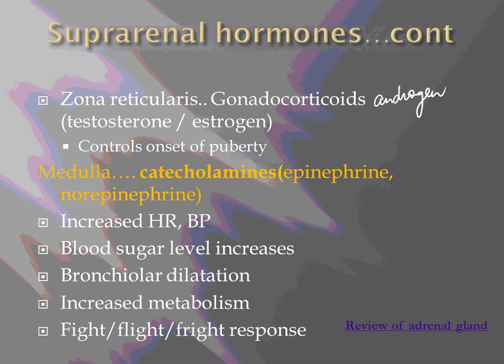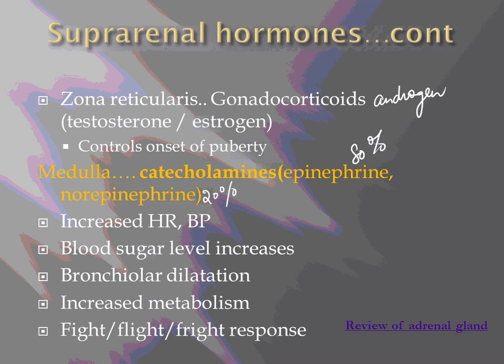Then let's look at the medulla, which is the central part of the adrenal gland, connected to the sympathetic nervous system, and it produces hormones which are collectively called catecholamines, of which epinephrine and norepinephrine are the two types, of which 80% produced is epinephrine, 20% is norepinephrine.